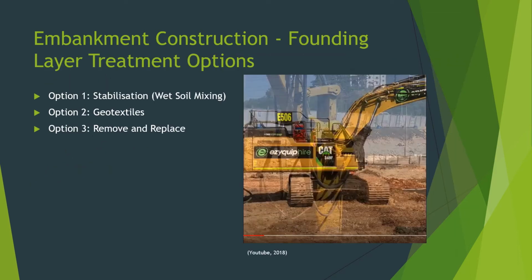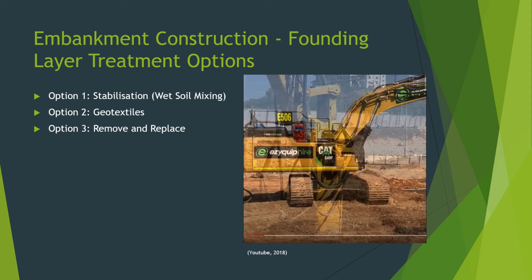So looking now at the three embankment construction options for constructing the founding layers, option 1 was stabilization, option 2 was the use of geotextiles and rock blanket, and option 3 will be remove and replace the existing material. Option 1 is considered the preferred method in this case and it's going to be a wet soil mixing process which is based on the Keller technology, which was used pretty nearby a few k's up the road for the recent Garmilla Drive update.